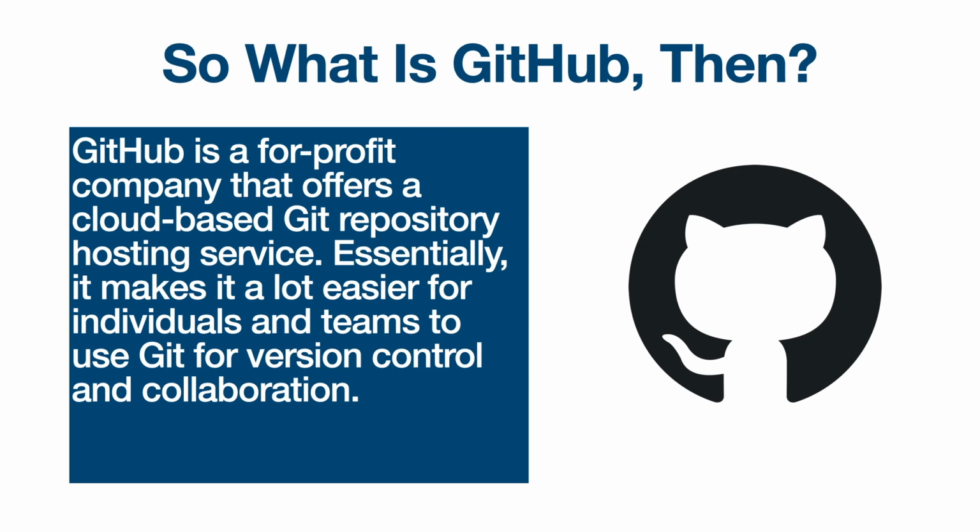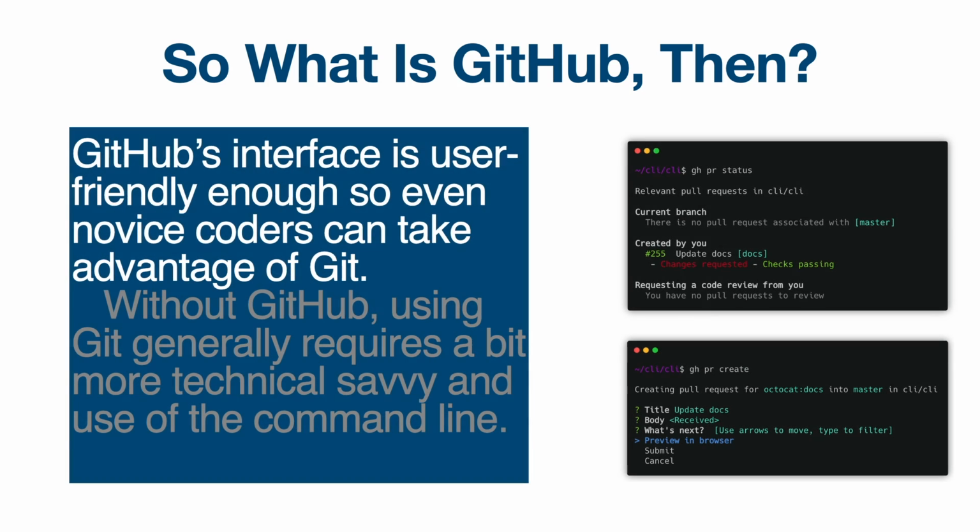So, what is GitHub then? GitHub is a for profit company that offers a cloud based Git repository hosting service. Essentially, it makes it a lot easier for individuals and teams to use Git for version control and collaboration. GitHub's interface is user friendly enough so even novice coders can take advantage of Git. Without GitHub, using it generally requires a bit more technical savvy and use of command line.